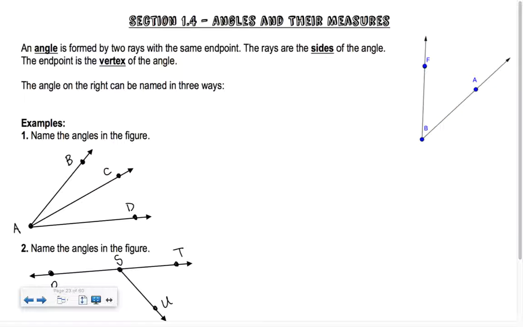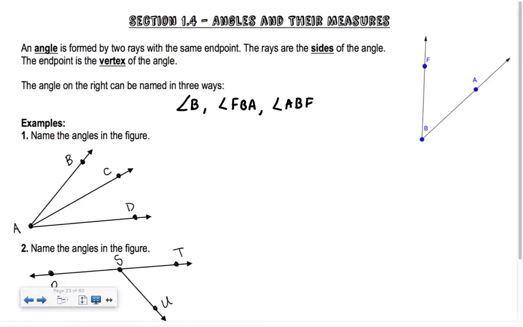So you can name an angle in several different ways. The angle on the right can be named in 3 different ways. I could call this angle B. I could call it angle FBA, and I could call it angle ABF. Okay. So if you're naming it with one single letter, you need to make sure that that's the only angle that has that single letter.